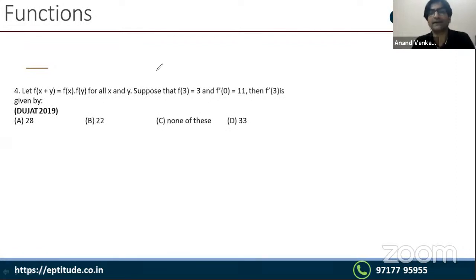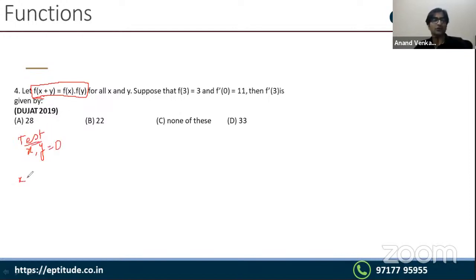देखते हैं ये a very different kind of question, right? ये f(x+y) = f(x)·f(y) condition दी हुई है which is true for all x and y. तो जब भी ऐसा कंडीशन आता है तो एक तो x या y में से एक को 0 डाल के तो टेस्ट करो. And make sure that you do that.